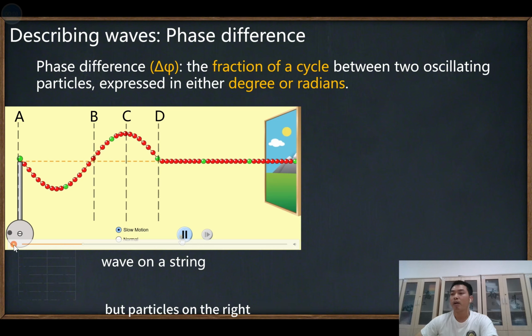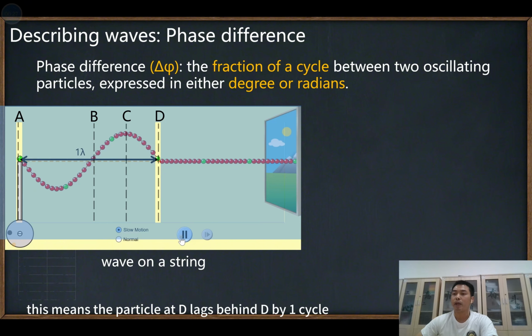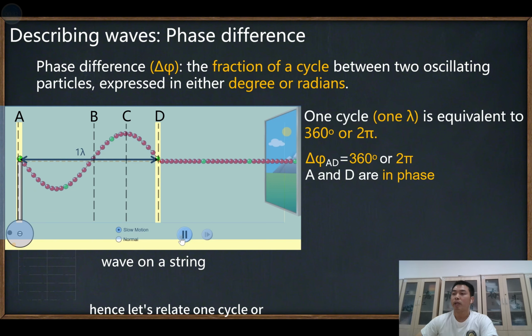string, but particles on the right lag the particles on the left, and once the particle at A completes one cycle, the wave travels one wavelength to the particle at D, and the particle at D is just starting to vibrate. This means the particle at D lags behind A by one cycle or by one wavelength. Hence, let's relate one cycle or one wavelength to 360 degrees or 2 pi, because one cycle is just like completing one revolution around a circle. Then we can say that point D lags point A by 360 degrees or 2 pi.